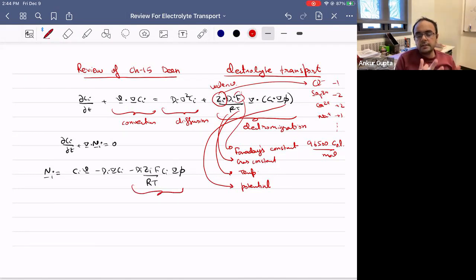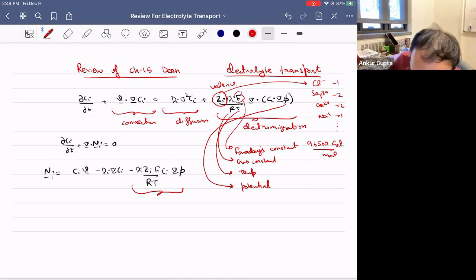So if there is no potential gradient, there is no electric field, there is no electromigration flux. So if phi is constant, grad phi is 0, so there is no flux. If Zi is 0, if it's neutral, there is no flux, so you need a charge and an electric field and some concentration of the ions. But now we have also added another term in the equation, which is phi.